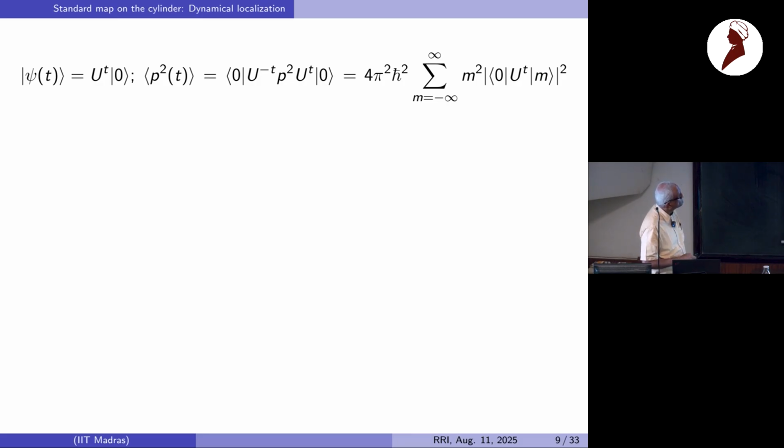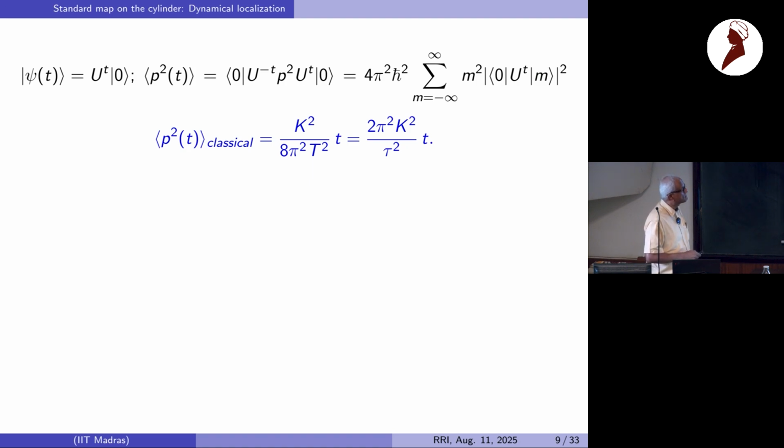And you can express this in terms of this m, which is the momentum. Then this is what you need to calculate. And as I already said, for the classical case, if you calculate the expectation value of momentum square with time on the cylinder, for large k, it undergoes diffusive motion. It's like a normal diffusion with this diffusion constant. So you can ask whether this holds for the quantum case.